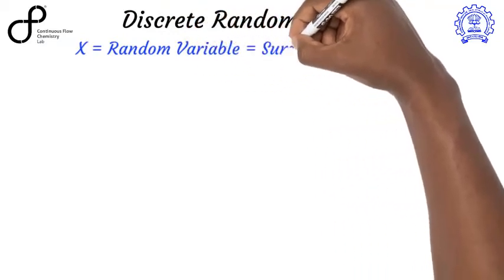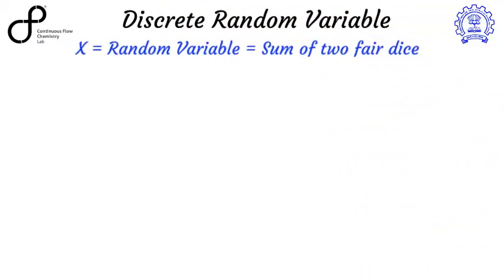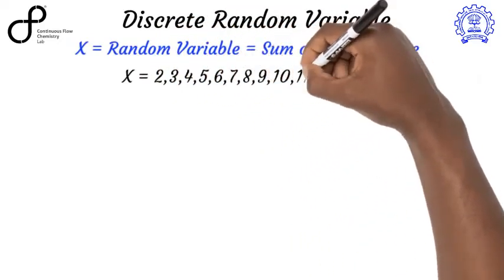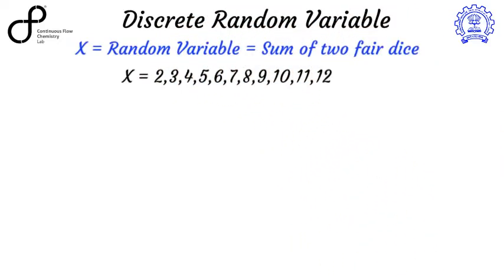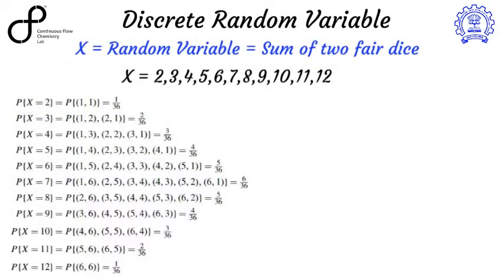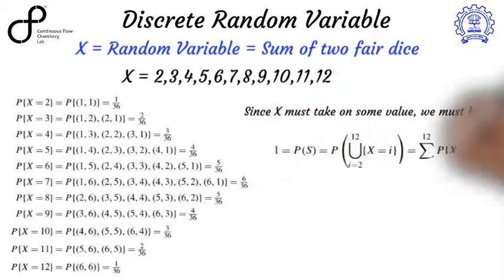For example, let x denote the random variable, that is defined as the sum of two fair dice. In this experiment, the random variable x can take on any integral value between 2 and 12. We can also calculate the probability of each outcome. These are shown here, along with the sample space, for each value of random variable. Since x must take on some value, we must have the sum of all probabilities to be equal to 1.